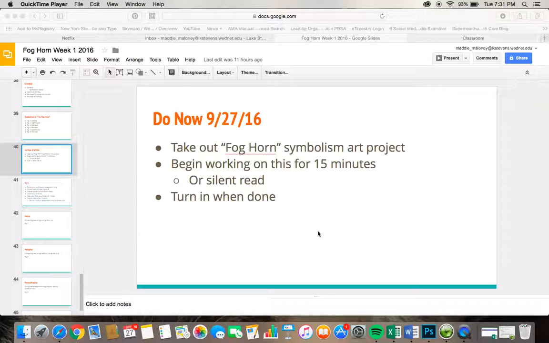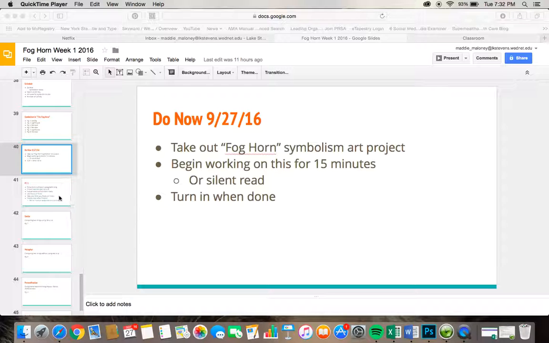So today we started out with just finishing up our Foghorn Symbolism art projects, and those are technically due tomorrow, but if you are not here tomorrow, they are due when you get back, or we silently write for those 15 minutes of work time.